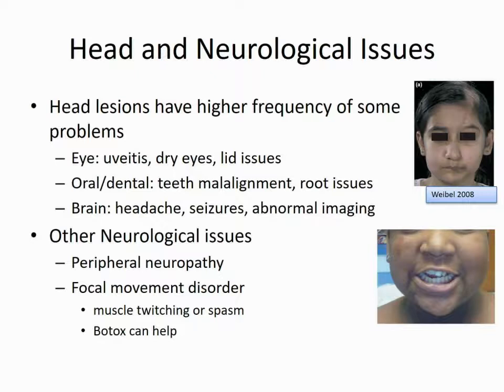And in the brain, headaches occur much more frequently than seizures. Abnormal imaging on brain MRI is seen, which is often of unclear significance. So there is debate as to how often that needs to be done. Some studies, very small studies, have not found a change in patients over time, but again, very small studies. Other neurological issues, which could occur for those having the lesion on the head or elsewhere, include neuropathy, which can be associated with focal movement disorders such as twitching or spasm. Again, Botox can help with this.